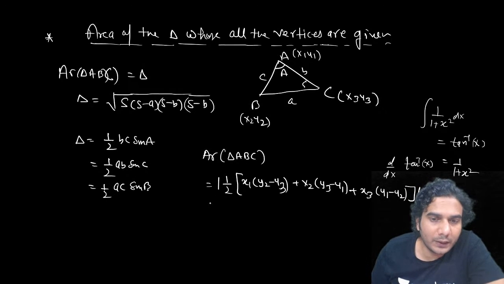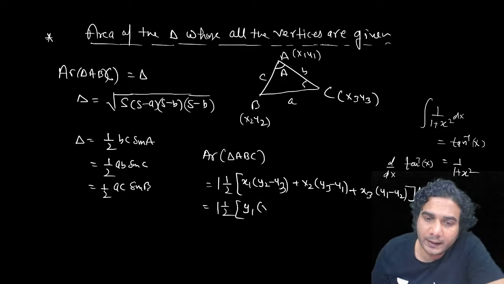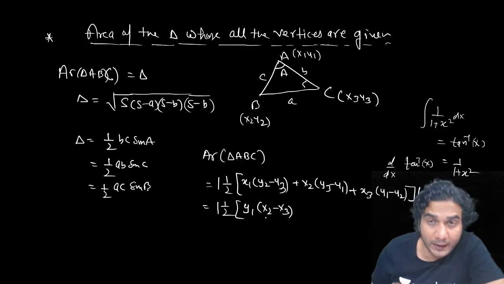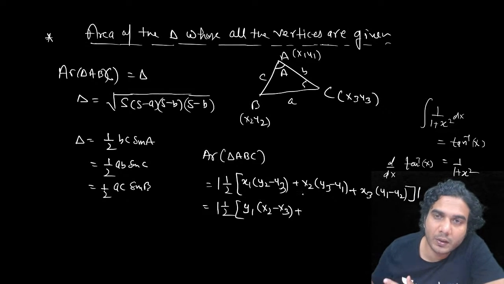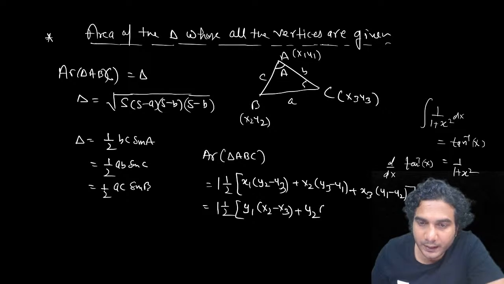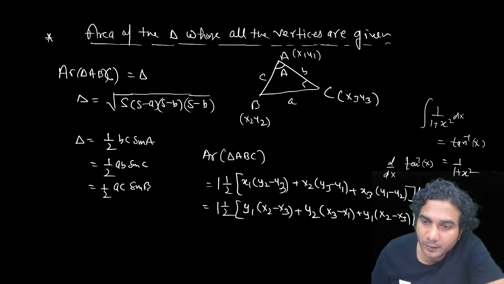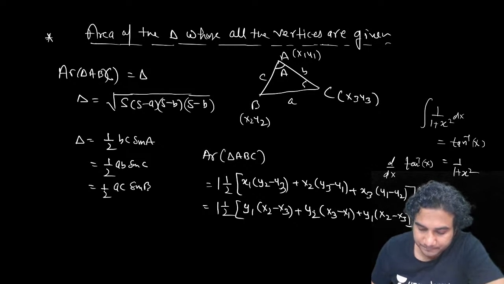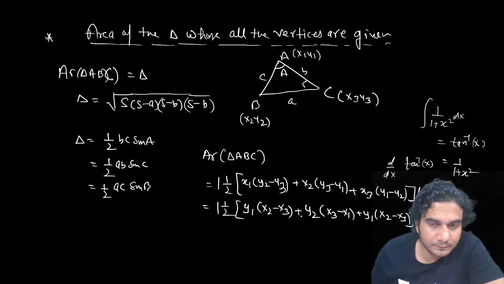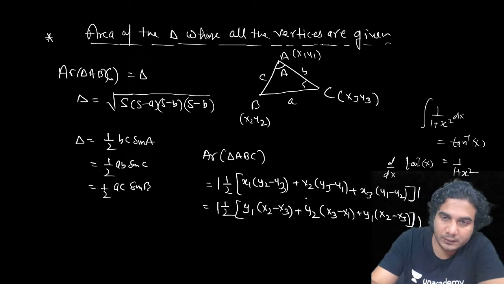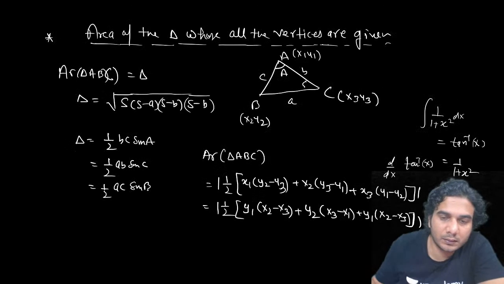Another way of writing this formula is 1 by 2, with y1 outside and x2 minus x3 inside. Then the second term will be y2 into x3 minus x1, and the third term will be y3 into x1 minus x2. The numbers will be in the same order. Okay, so in this form also you can write the formula. All right. So this is the area of the triangle.